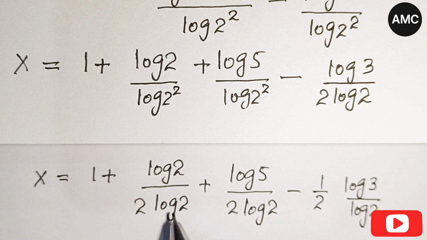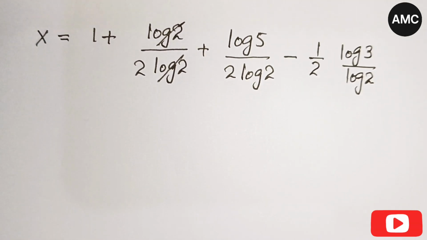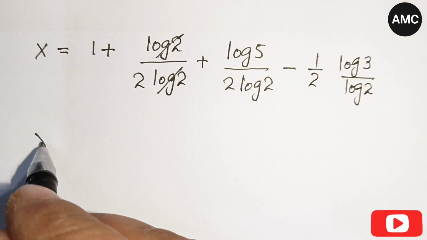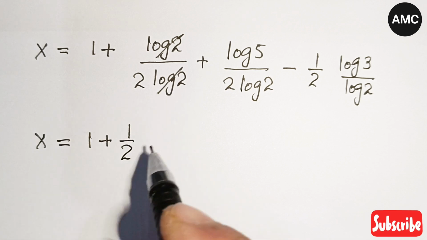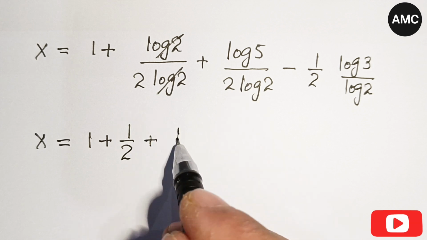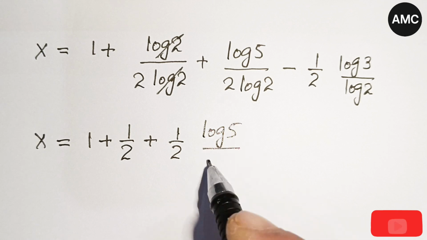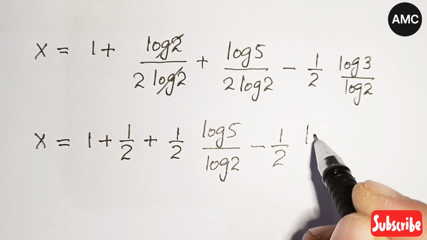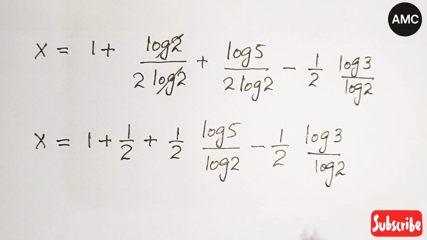Now here this log 2 is cancelled out with log 2. We get that x is equal to 1 plus 1 over 2, plus 1 over 2 times log 5 over log 2, and minus 1 over 2 times log 3 over log 2.